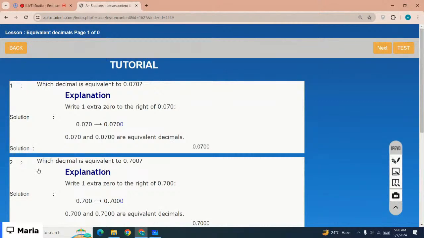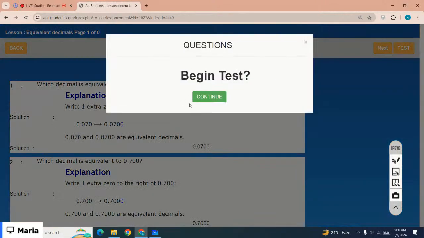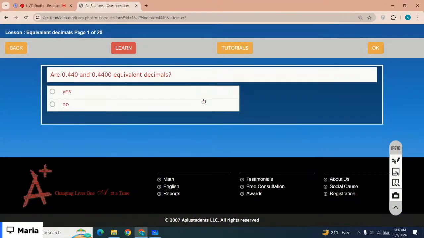Which decimal is equivalent to 0.070? You have to find the equivalent decimals, right? You're not given the options here, so let's just start with the test questions. Are 0.440 and 0.4400 equivalent decimals? Yes, they are equivalent.